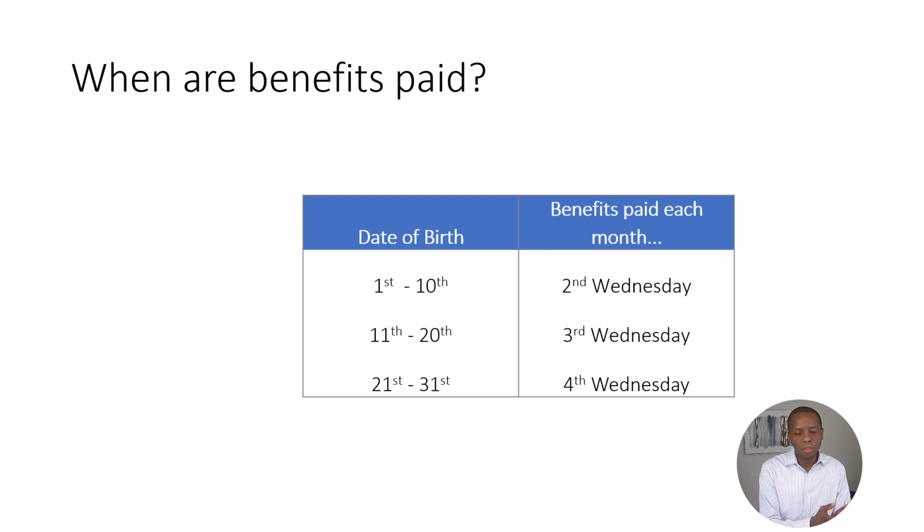If your date of birth is between the 11th and the 20th of the month, well, then you get your check on the third Wednesday. And if your birthday is at the end of the month, from the 21st to the 31st, well, then in that case, you get your check on the fourth Wednesday of the month. So if you are looking to really be clear on when those checks are coming in, it's based on your birth date. And of course, on the start date as well for that first benefit check.